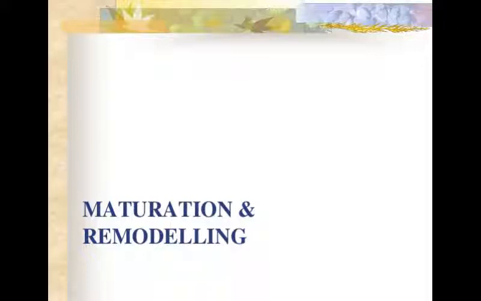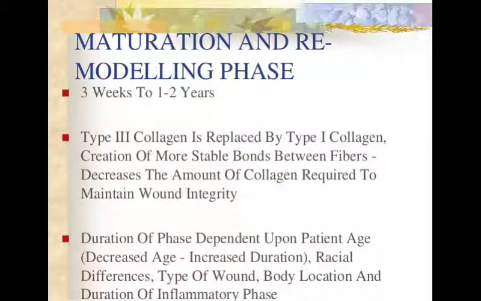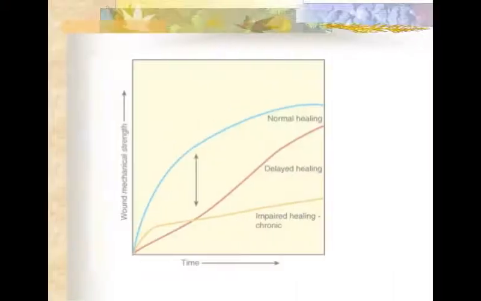And the maturation and remodeling phase. It lasts from 3 weeks to 1 to 2 years. Type 3 collagen is replaced by type 1 collagen. Creation of more stable bonds between the fibers decreases the amount of collagen required to maintain wound integrity. The duration of the phase is dependent upon the patient's age: decreased age, increased duration. Also racial differences, type of the wound, body location and duration of the inflammatory phase.